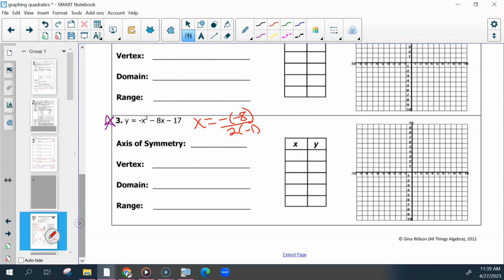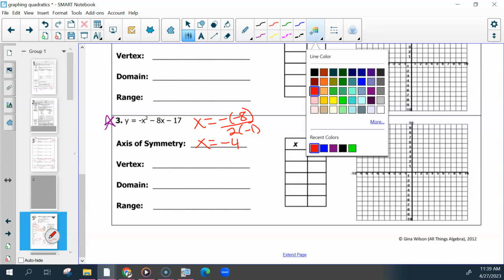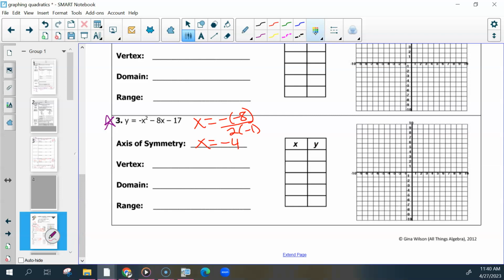Your V? Negative 4, but yes. And then find your vertex if you haven't already. Put negative 4 in for all of your x values. Find your y values.